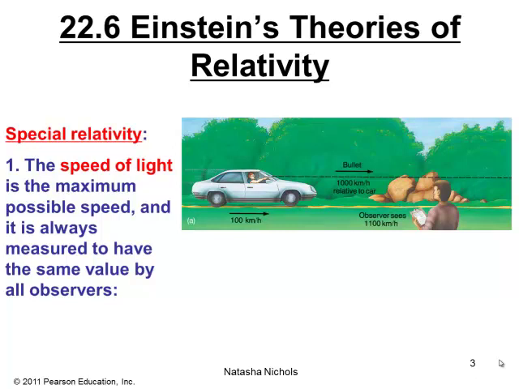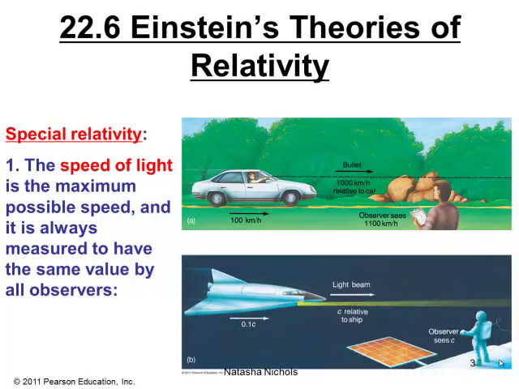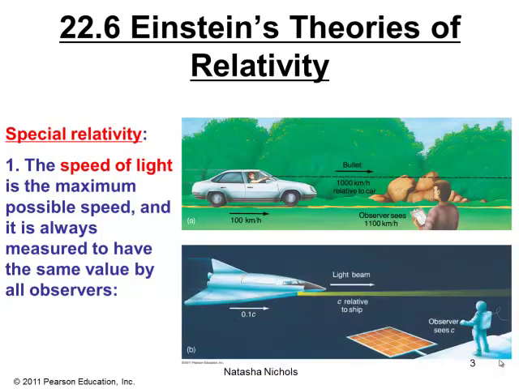Let's take a look at another example now with light. What if you are in a spaceship that travels at a speed 1/10 of the speed of light, and you turn on your light beam? That, of course, is going to travel at the speed of light. Well, an outside observer will still see the light beam traveling at the speed of light, regardless of the speed of the spacecraft. So this tells you that the speed of light is independent of the speed of any source or any observer.